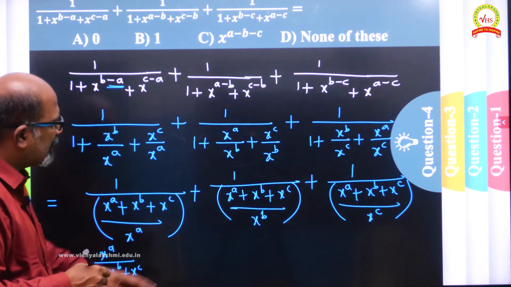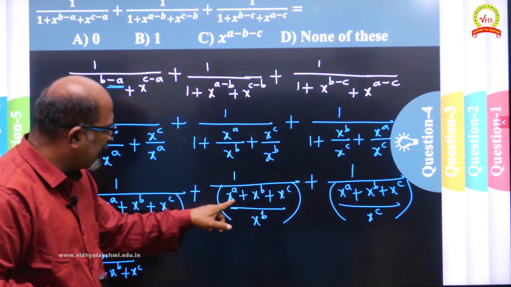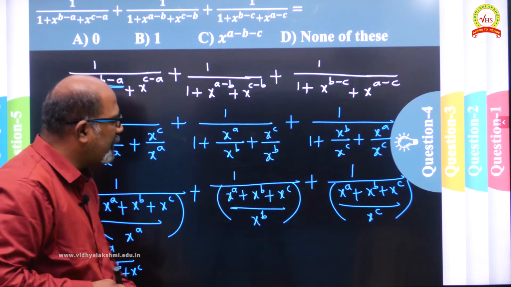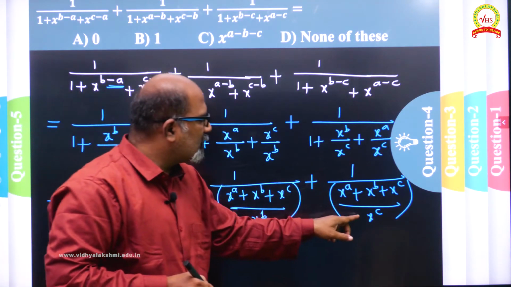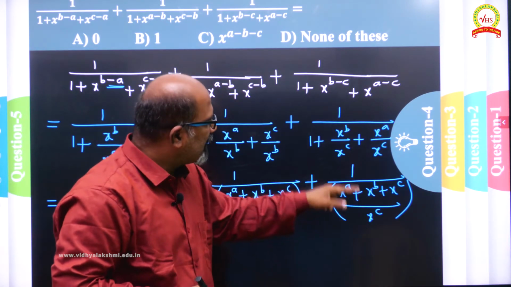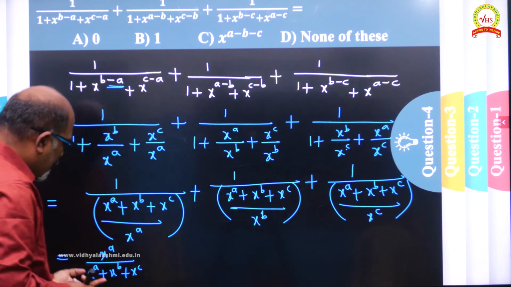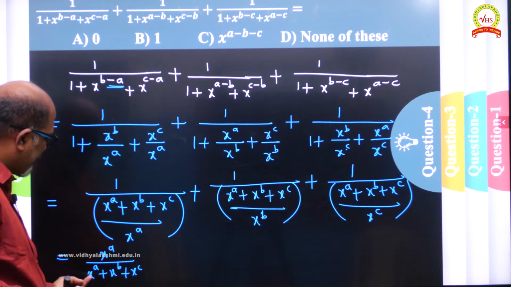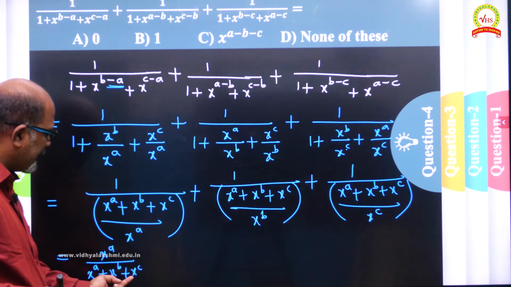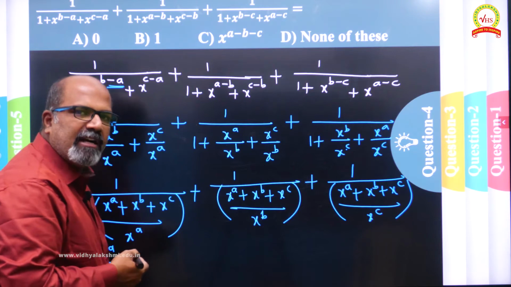But I can tell you that you will be having x power b here as numerator, and in the denominator the same x power a plus x power b plus x power c, and here also the denominator x power a plus x power b plus x power c, but in the numerator x power c we will be having. Okay, so altogether I will be having the common denominator x power a plus x power b plus x power c. So the numerator part I am going to add all together because the denominators are same.